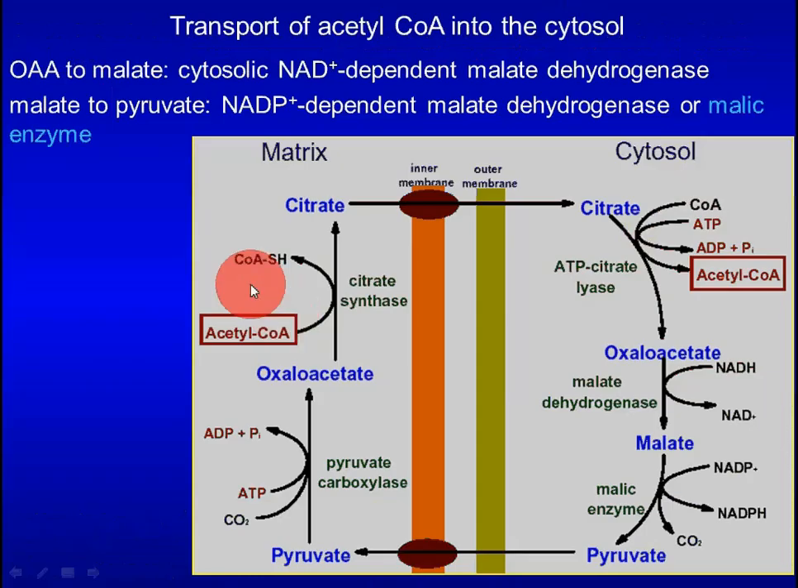After acetyl-CoA is transported into the cytoplasm, OAA needs to be recycled. To recycle OAA, we will need 2 additional enzymes. First one is cytosolic NAD+ dependent malate dehydrogenase. And the second enzyme is NADP+ dependent malic enzyme.